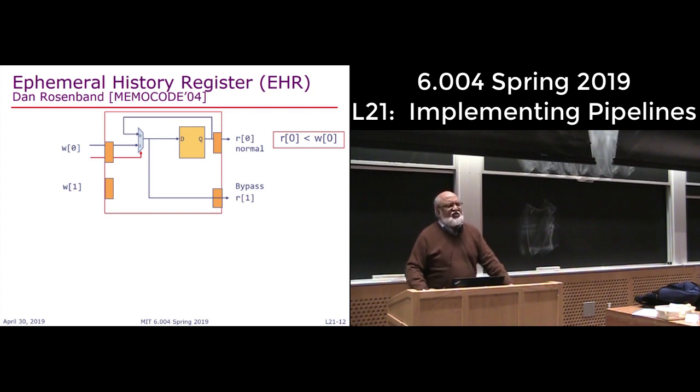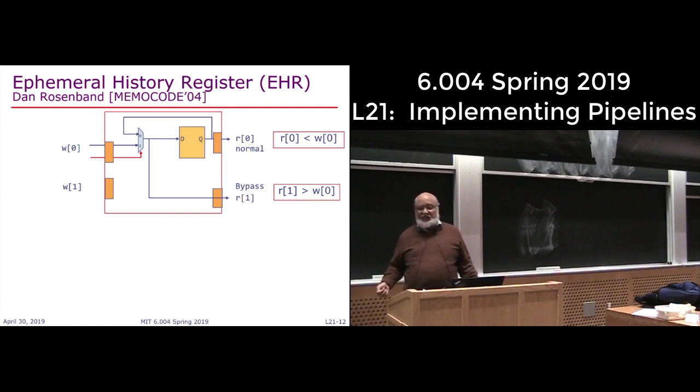But I also want to deal with the case that there may be another write coming in at the same time. So I want to give priority. If there are two writes into this register, instead of treating it as an error, I want to say the second one has priority over the first one. And if you want to understand what it will look like hardware-wise, the bypass behaves as if read one happened before the write took place. All right.